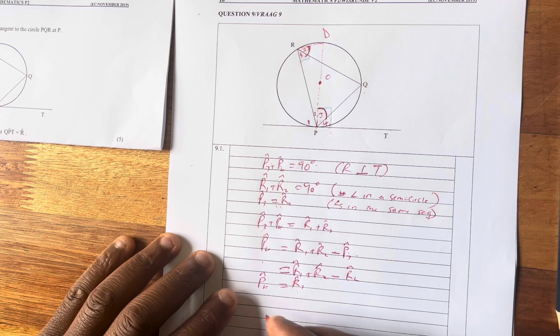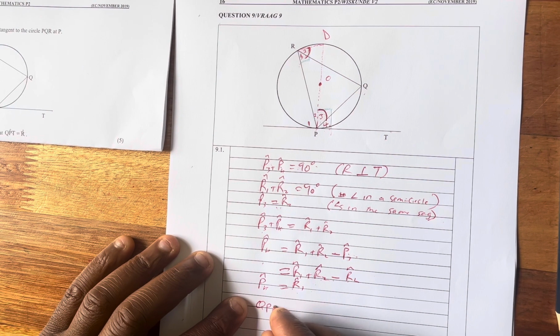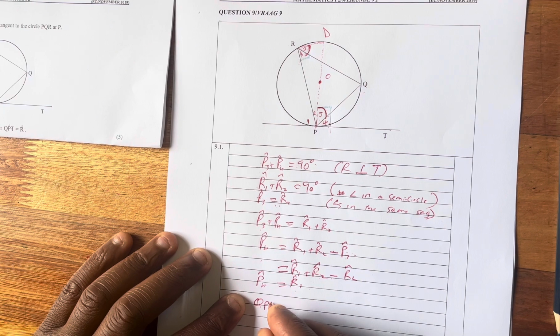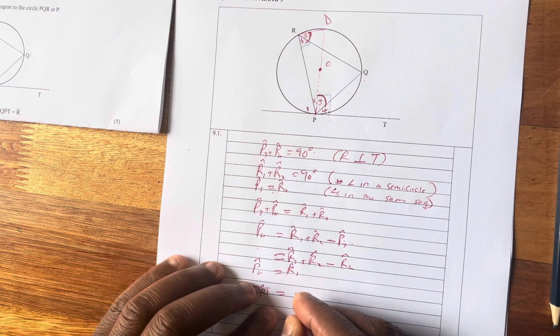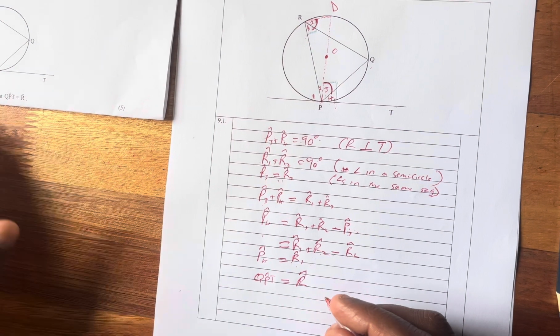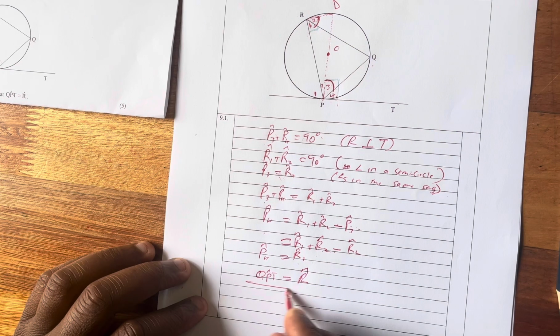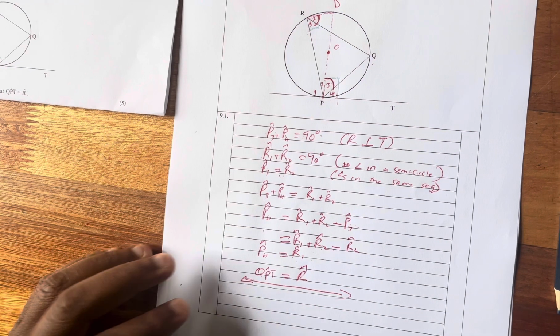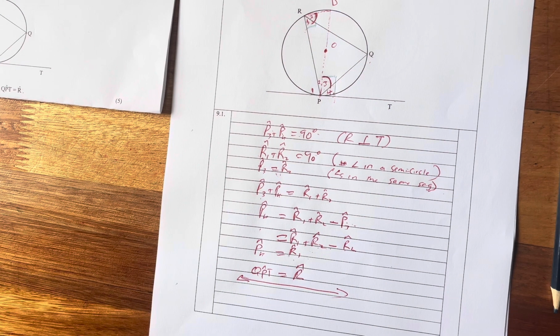P4 here is angle QPT, which is equal to angle R, as you were requested in the question. So you are done in this case. So this is the Chord theorem. Thank you very much.